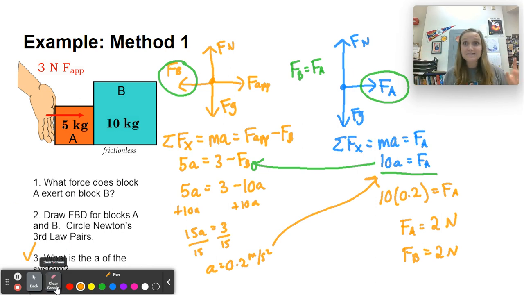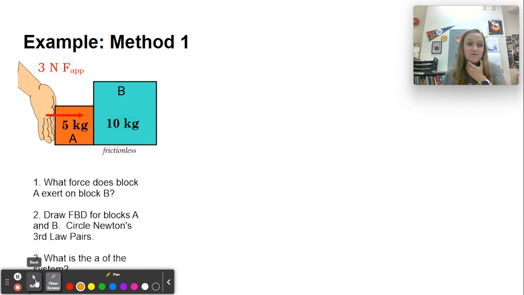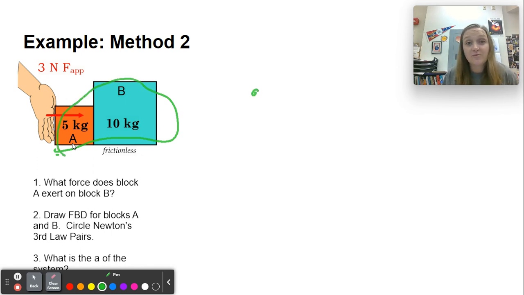I'm going to do the exact same problem again, but put it into one part, part 2. So part 2, how do we do this? We're going to treat them like they are one object. So this whole thing is just a 15 kilogram block. I'm going to draw a force diagram for it. We've got force gravity, force normal, and my 15 kilogram block is just being pushed by an applied force.